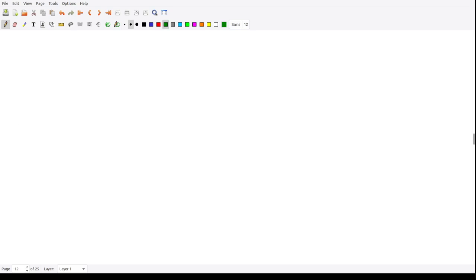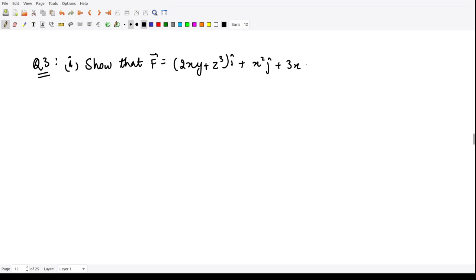Hello everyone. So let us continue with the problems based on line integrals in vector calculus. So if we look at our next question, question number 3, in the first part what you are to do is show that vector f, which is equal to (2xy + z³) i cap + x² j cap + 3xz² k cap, is a conservative field.